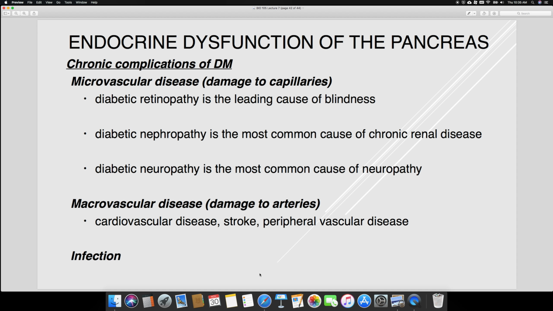And then we have the macrovascular diseases, so damage to larger vessels like arteries and arterioles. So, diabetes patients are much more prone to cardiovascular disease. This includes stroke, PVD, heart attacks, all of those things. And of course, they are much more prone to infection.